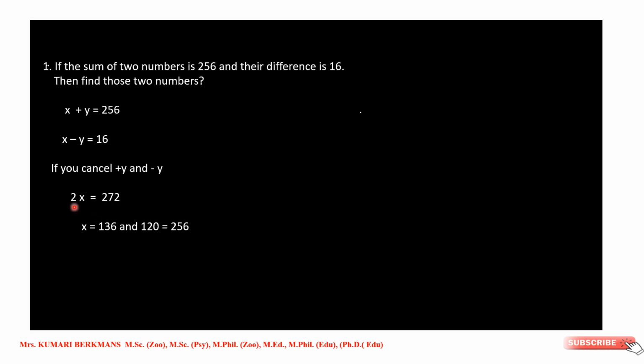So now 2x is equal to 272, so x is equal to 272 by 2. What is the answer? 136. And the next number we have to find out is 256 minus 136. We got 120. Okay, so the two numbers are 136 and 120.